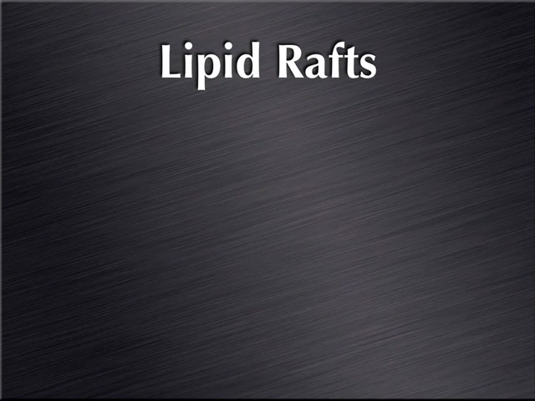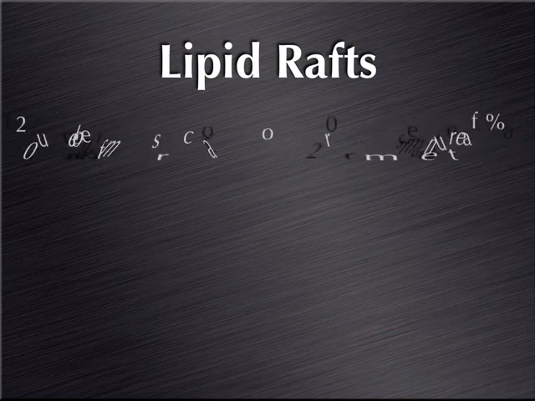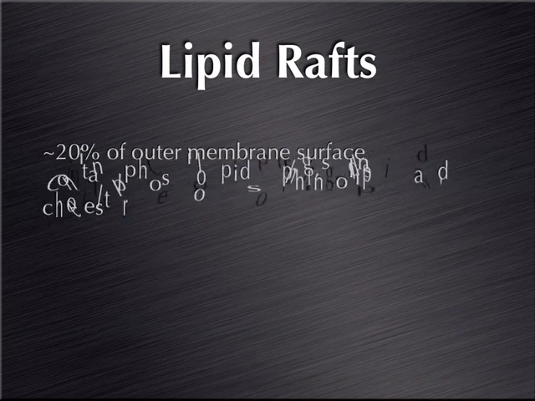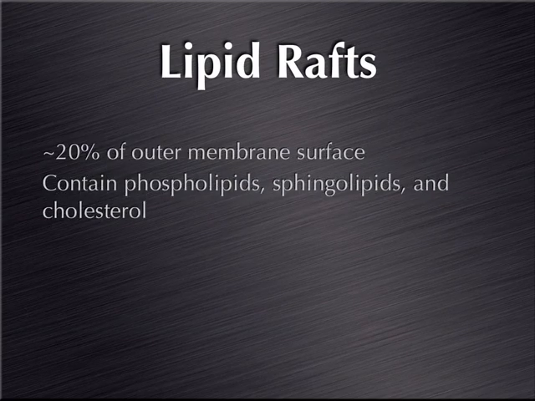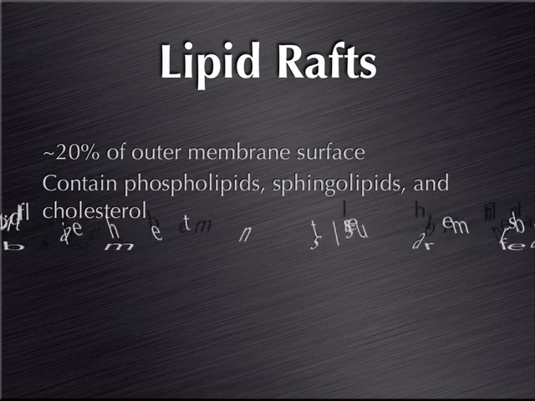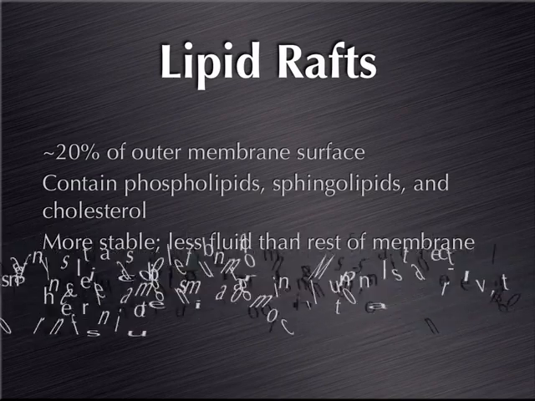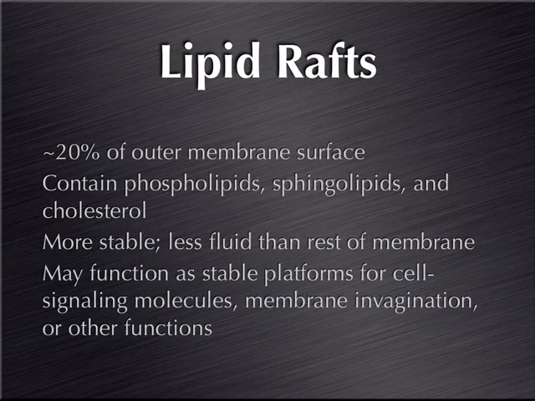Here's an interesting concept. There are structures in some cell membranes known as lipid rafts. About 20% of the outer membrane surface of some cells may be lipid rafts. These contain phospholipids. They contain a kind of lipid we've not discussed yet called a sphingolipid. They also contain cholesterol. They're more stable than the rest of the cell membrane, and they're great areas for making stable platforms for cell-to-cell communication.